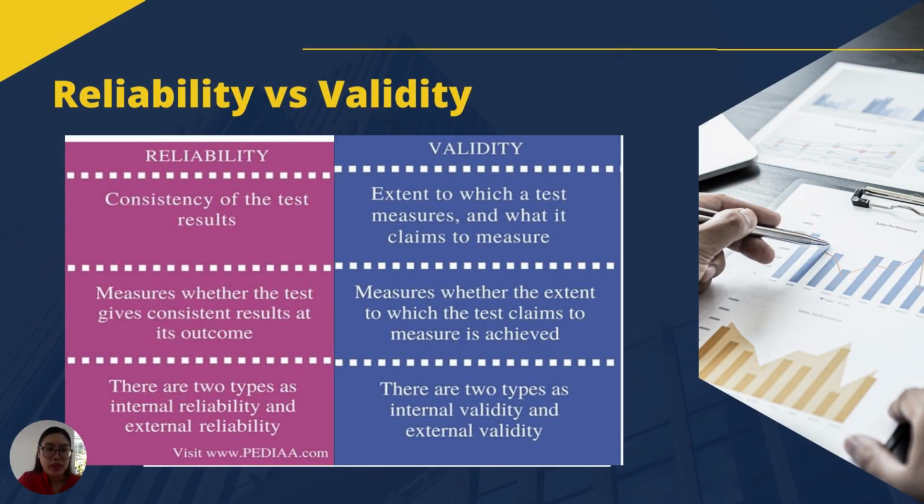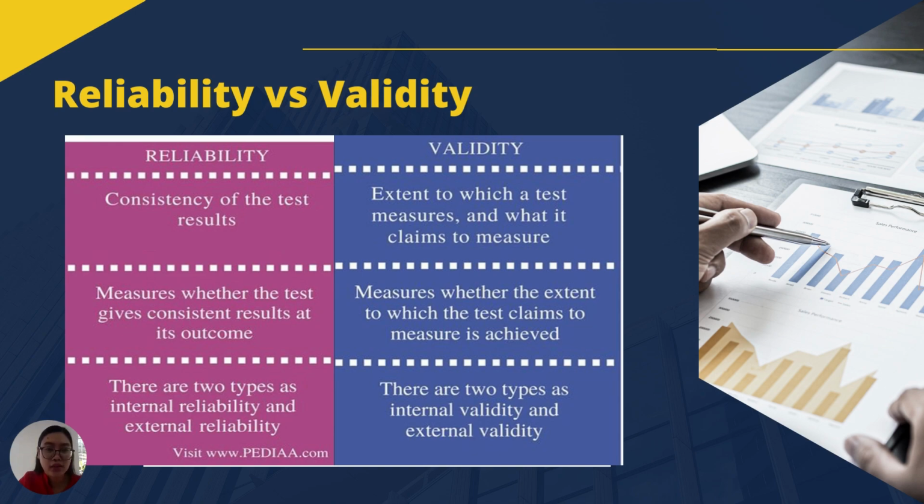So what is reliability? Reliability is the consistency of the test results. It measures whether the test gives consistent results at its outcome. So it means that the results obtained from a study, test, or research experiment are consistent and the same every time. So for instance, you measure the temperature of a liquid sample several times under identical conditions. The thermometer displays the same temperature every time, so the results are reliable.